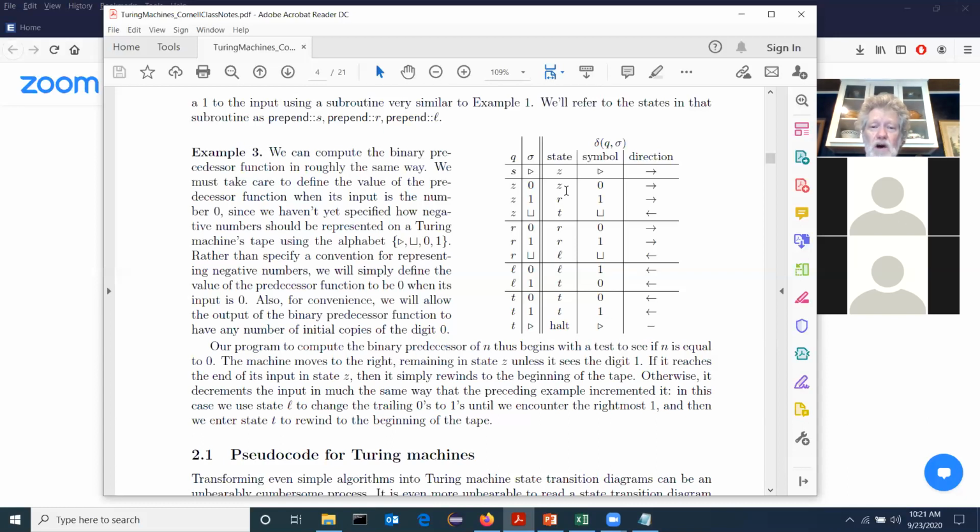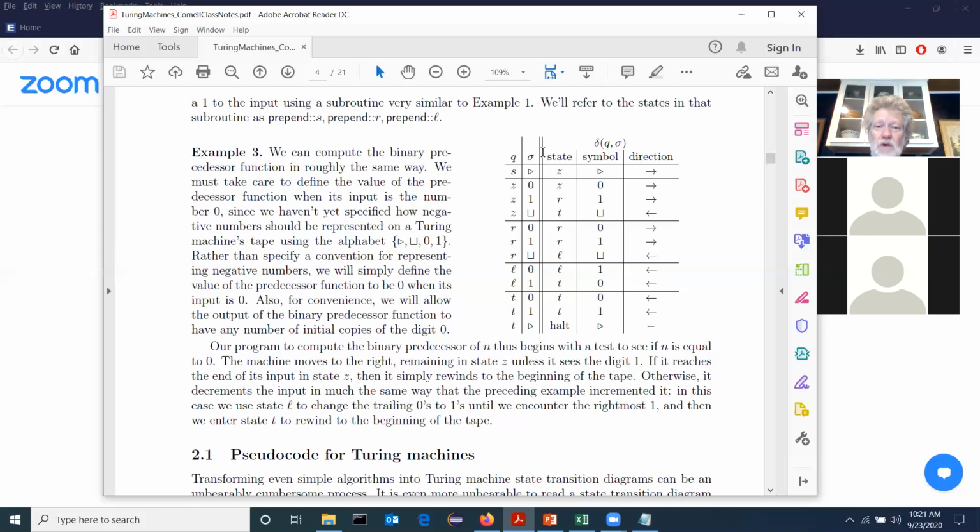But if they ever see a 1 in Z, they go to state R, and then state R continues, because they're still moving to the right, just copying over what they see. And then finally, when they get to the end of file marker, they go left. And look what left does. If you see a 0, keep going left, but replace it with a 1, and keep doing that until you finally see a 1, replace it with a 0, go to state T, which is basically moving without changing anything, and then halt.